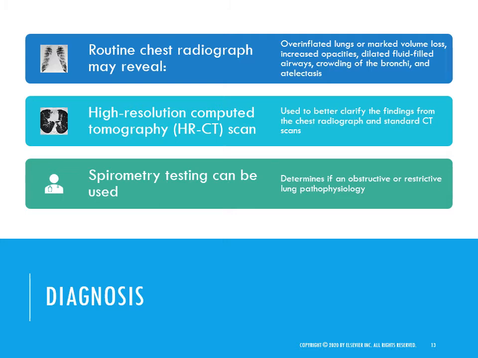The HRCT scan is used to better clarify the findings from the chest X-ray and the standard CT scans, and allows lung mapping of airway abnormalities that cannot be identified on routine films of the chest. Spirometry testing is used to determine if the bronchiectasis demonstrates obstructive or restrictive lung disease, and arterial blood gas measurements confirm if a patient has mild, moderate, or severe gas exchange abnormalities.